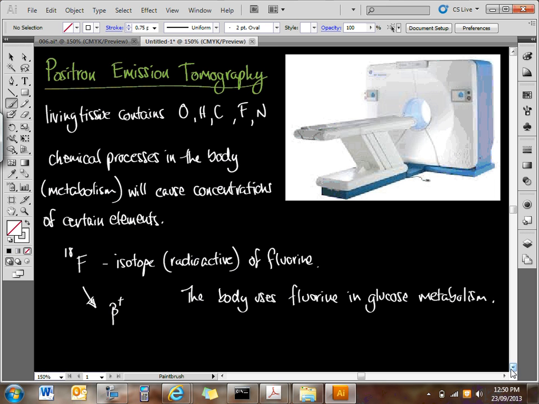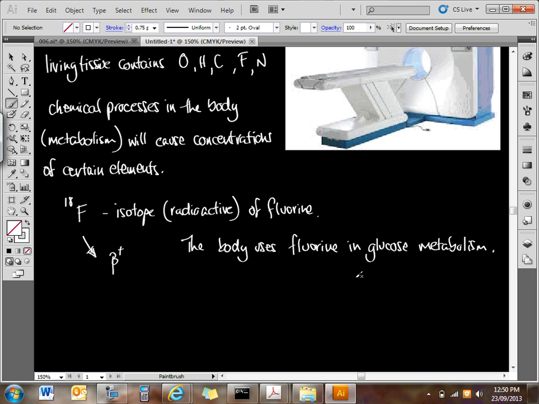So, how do you think this is useful? When a patient comes in and they know that they've got a cancerous tumor somewhere in their body, they give them some of this fluorine 18. I think it's in a water. It contains some of this stuff. They ingest it essentially, and they ask them to lay very still for quite a time, for maybe an hour or so.